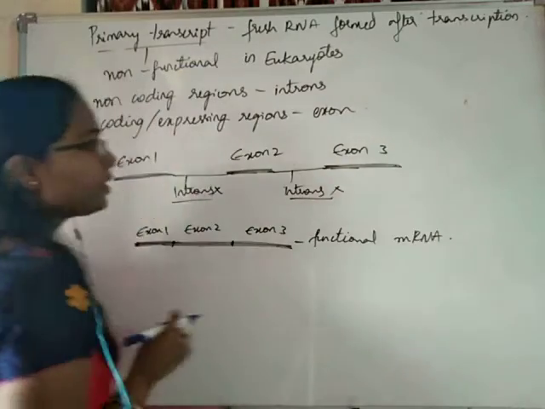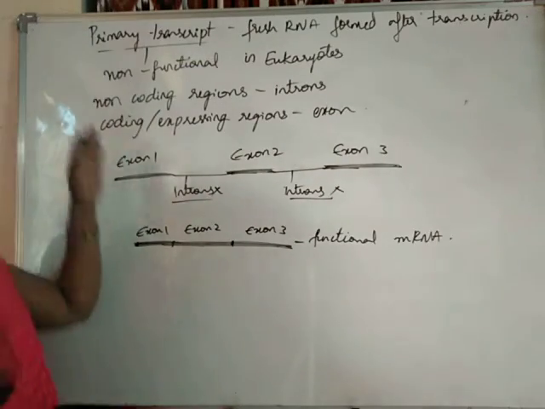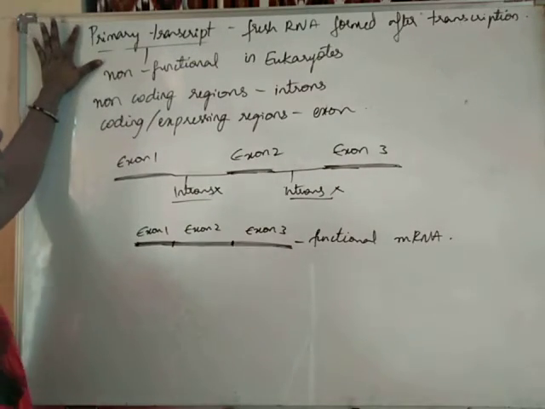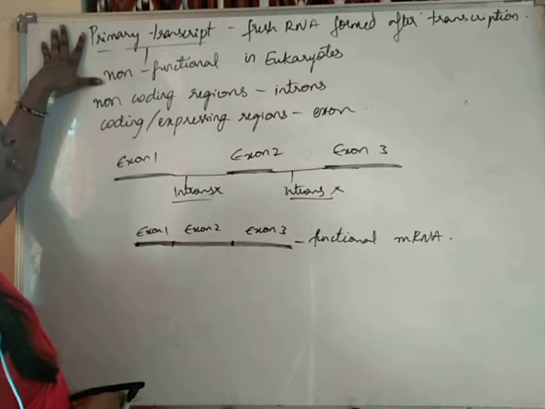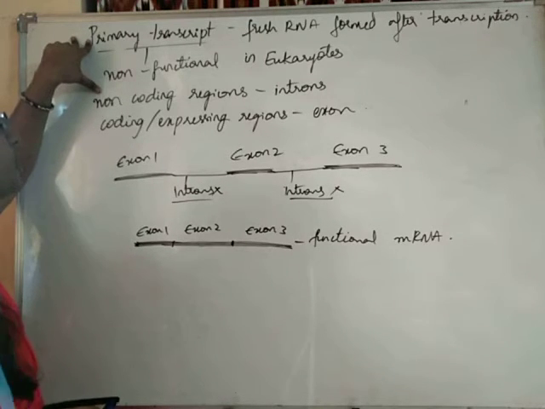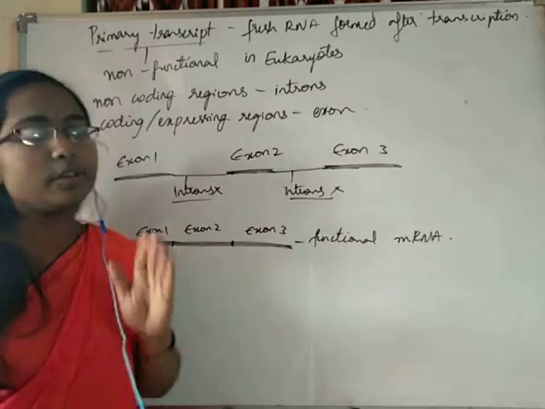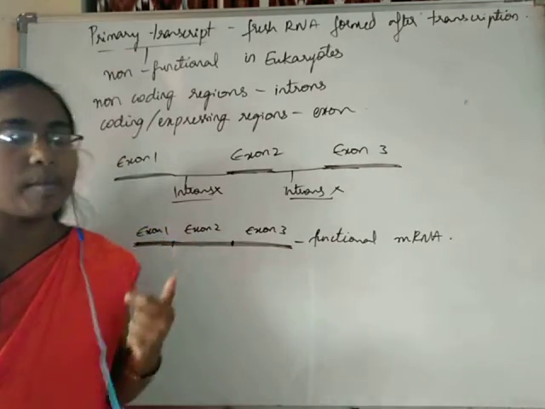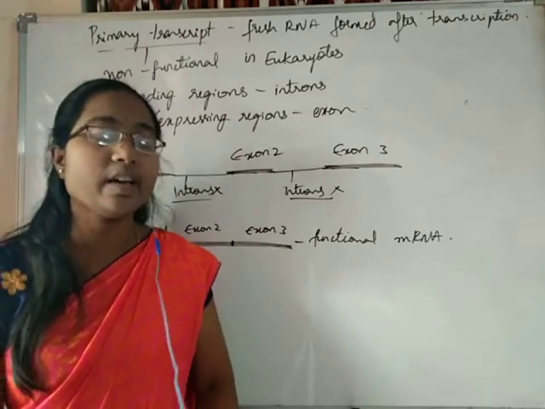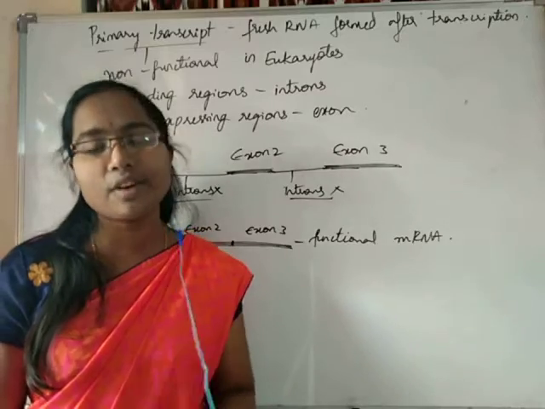mRNA. Generally, primary transcripts, the fresh RNAs, are not functional because they contain both non-coding regions and coding regions. Some regions can be expressed in the functional RNA, and some regions are not expressed in the functional RNA.